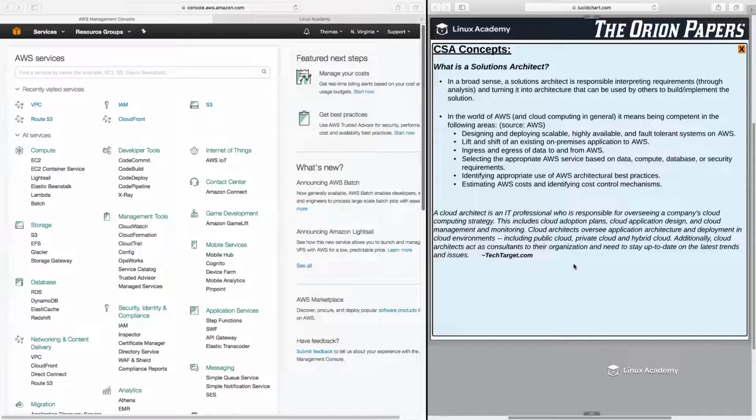So again, I hope this gives you a good understanding of the basics of what a solution architect is and what a solution architect does.